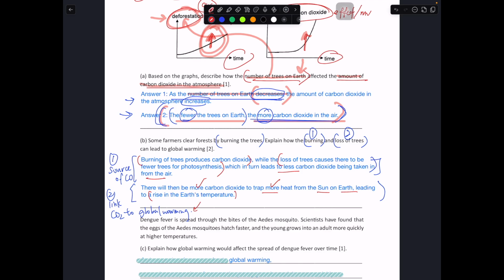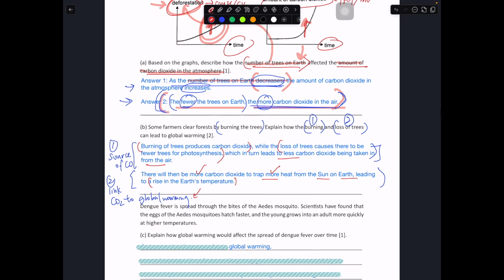Okay, so in this case, you probably can write it in this manner. Burning produces carbon dioxide, loss of trees, less carbon dioxide being taken in during photosynthesis. So there will be more carbon dioxide, trapping more heat from the sun on Earth, leading to a rise in Earth temperature.